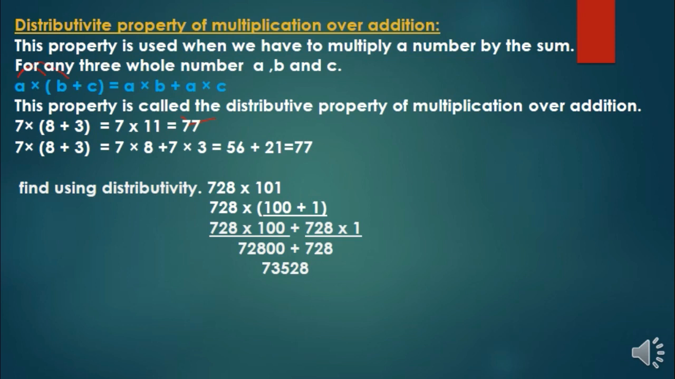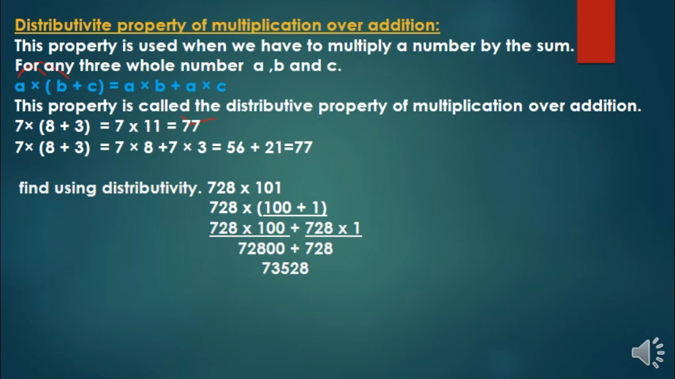For that, 728 multiplied by, we'll expand this 101 into the form 100 plus 1. Then, first we are going to multiply 728 by 100 and then by 1. Clear, children? Now, after multiplying this, we'll get this, and plus 728 multiplied by 1 equals 728. After adding this, we'll get the answer. Clear?